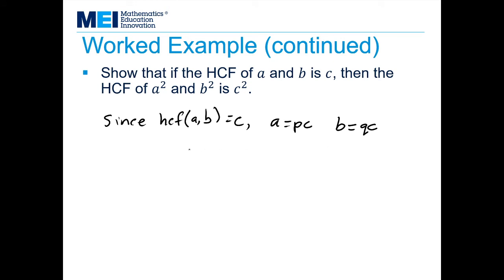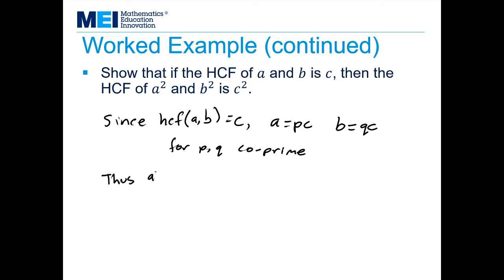And I know that P and Q are co-prime as well. So that's P, Q, co-prime. The highest common factor is 1. If P and Q weren't co-prime, it would mean that there would be a bigger factor of both A and B. So now I know that I'm looking at squaring them, so let's square these things.